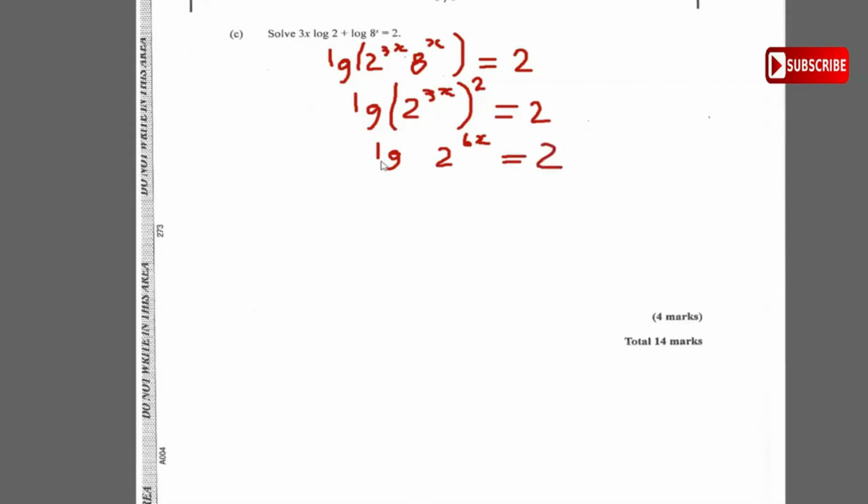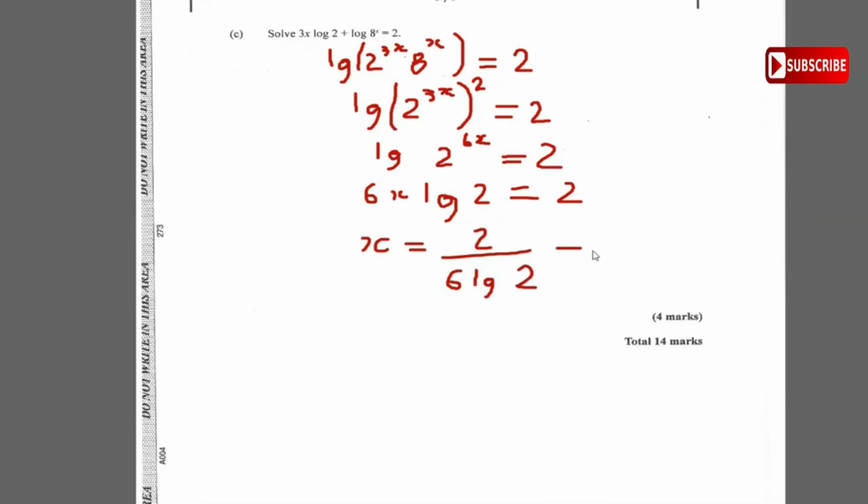All right, now you can go ahead and solve it by bringing down the power and rewriting this as 6x log 2. 6x log 2 is equal to 2. Now you can divide both sides by 6 log 2, and so x is equal to 2 divided by 6 log 2. That's what we do to get x. So 2 divided by 6 log 2, I get 1.11. So that is x, 1.11.